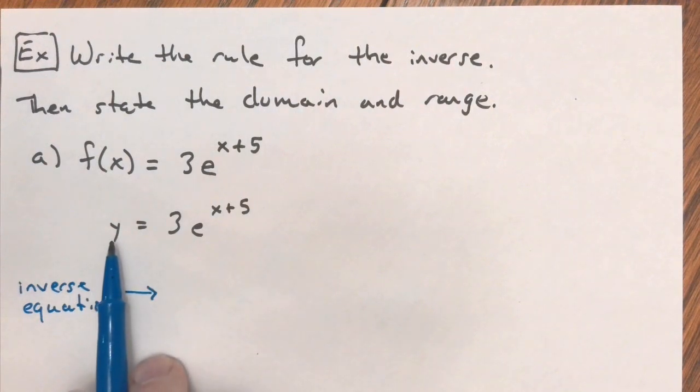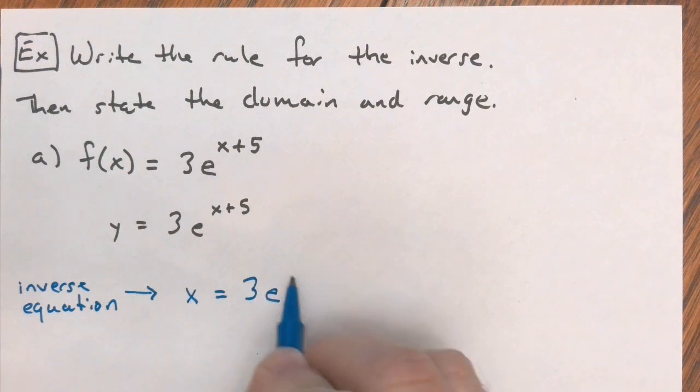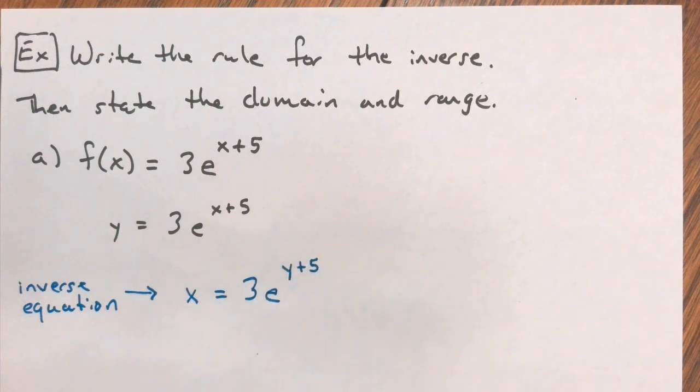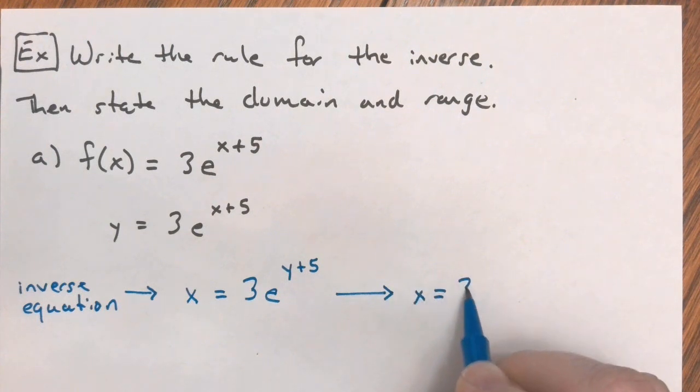you simply replace all of the y's in your equation with an x and all of the x's with a y. And then we should take that inverse equation and we should put that into a y equals form. So we want to solve this equation for y.